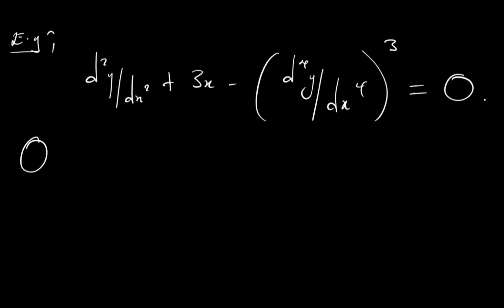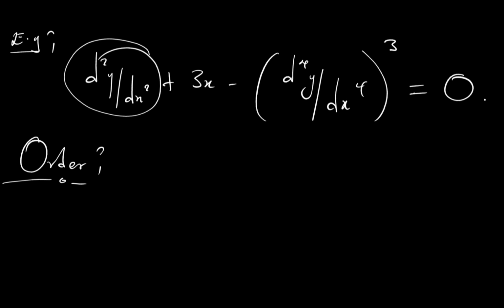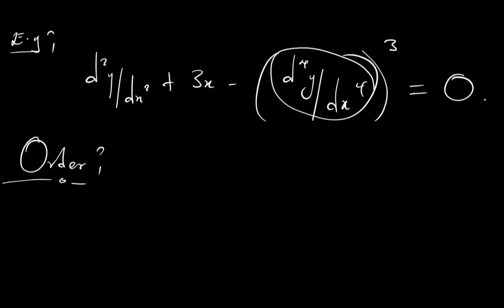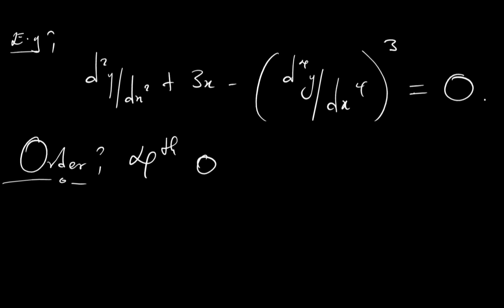Now, let us determine the order. Remember, by definition, the order is basically the highest derivative that occurs in an equation. We have the second derivative there. We also have another derivative within the parenthesis here, and this is the fourth derivative. Between the second and the fourth derivative, one can understand the fourth derivative is the highest order. So the highest derivative we have here is the fourth derivative, which tells us that the order is the fourth order.